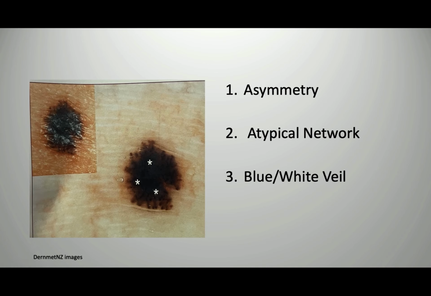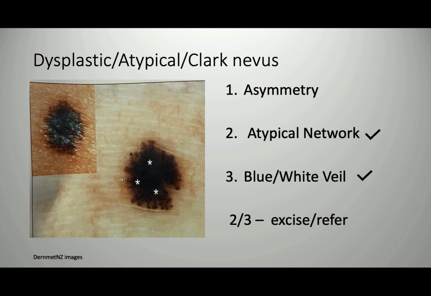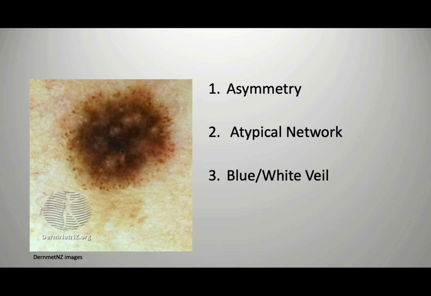It's dark, but it's relatively symmetric, or you could argue it may be asymmetric. It does have atypical network. It's really, really dark, and we look at these areas for atypia. It does have that blue-white veil, and in this case, there's no orthokeratosis, so you see the actual pigment. That's why it's not a hazy blue. It's actually a dark, dark black. So this is a 2 out of 3. We will excise this because it's a dysplastic, atypical, or Clark nevus.